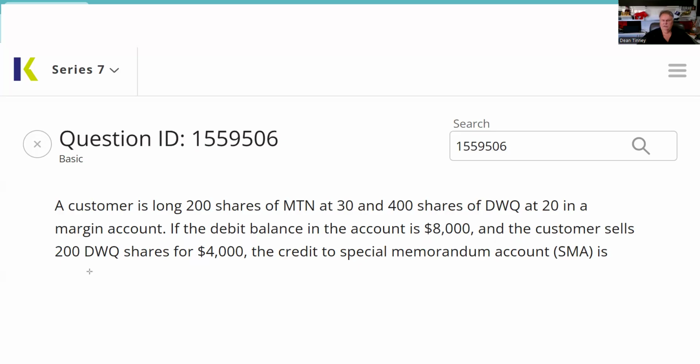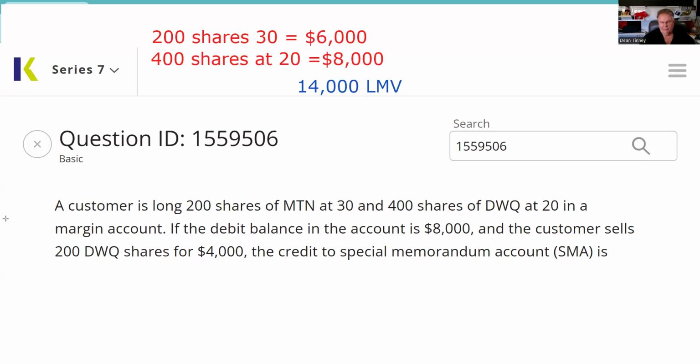Customers long 200 shares at 30, 400 shares at 20 in a margin account. The key to margin is knowing the classical margin equation and being able to do the initial setup, right? So the initial setup is to figure out what this account looks like. So we have 14,000 in long market value. The debit balance is $8,000. That's what I owe the brokerage firm.